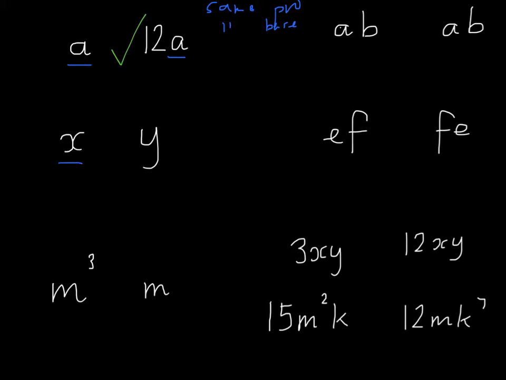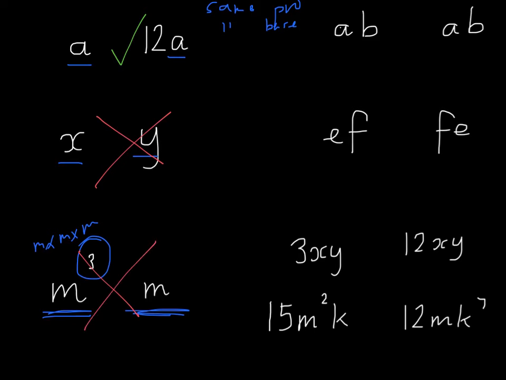Next one, X and Y. Is it the same pronumeral? Well, straight away, no. Not like terms. Let's look at the next one. M cubed, or M to the power of 3, and an M by itself. They have the same pronumeral, so they're both M, but they don't have the same base. This one is cubed, or to the power of 3, meaning M times M times M. This is just one M on its own. So therefore, not like terms.